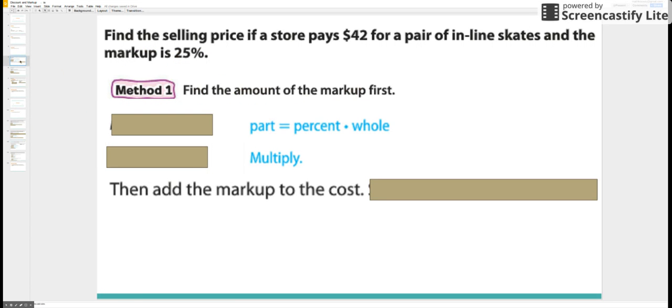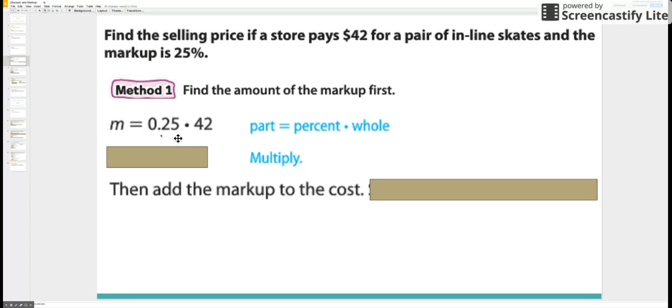So there are a few different ways of solving these types of problems. Method 1 is to find the amount of the markup first and then add later. So let's look at an example of doing that. Find the selling price if a store pays $42 for a pair of inline skates and the markup is 25%. So we know that the store pays $42. Now they're marking up this price an extra 25%. So let's first figure out what that markup is. So 25% of $42 is what number?